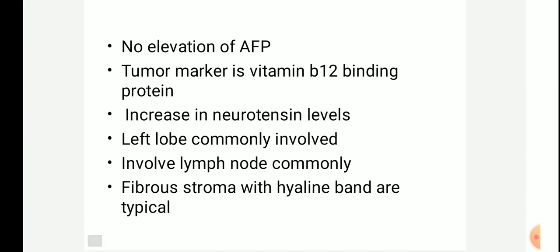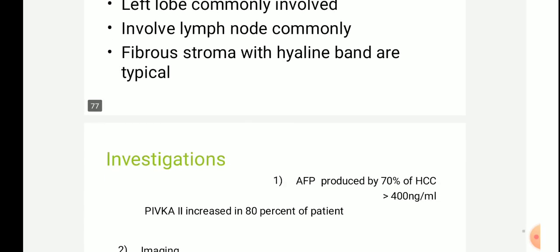No elevation of alpha fetoproteins here. Tumor marker is vitamin B12 binding proteins. Increase in neurotensin levels. Left lobe commonly involved. Involves lymph node commonly. Fibrous stroma with hyaline band are typical.